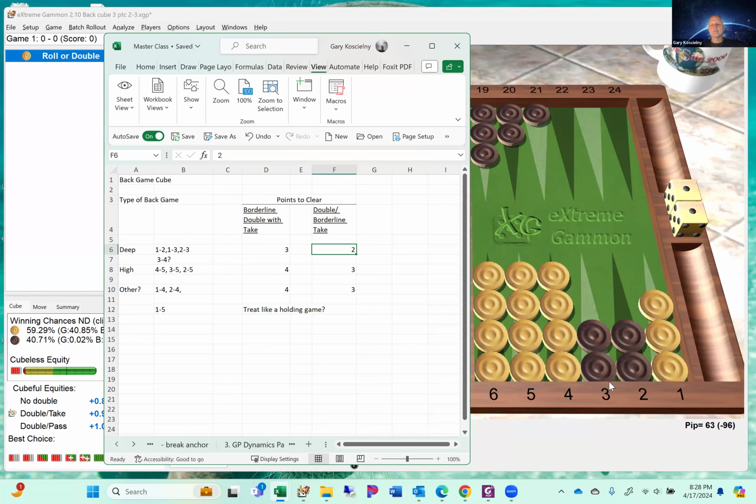So maybe the easy way to remember that is anything three or back is deep, and then the 3-4 is deep. Whereas the high back games all start with the front anchor on either the 5 or the 4 point. Mochi didn't talk about the 1-4 or the 2-4. They look to me like they were high back games. So an easy way to look at it is, if the front anchor is 3 or back, it's a deep game. If the front anchor is either the 4 or the 5 point, you can call that a high back game, with the 3-4 being the exception.